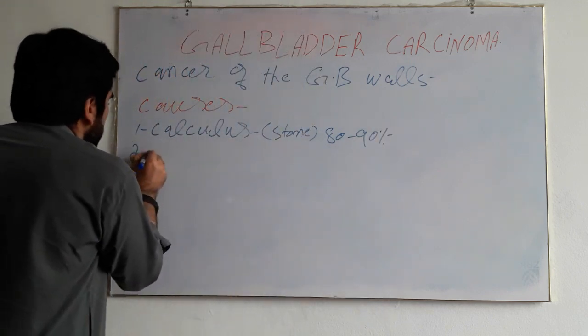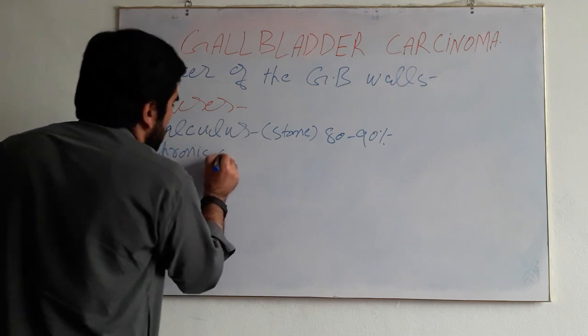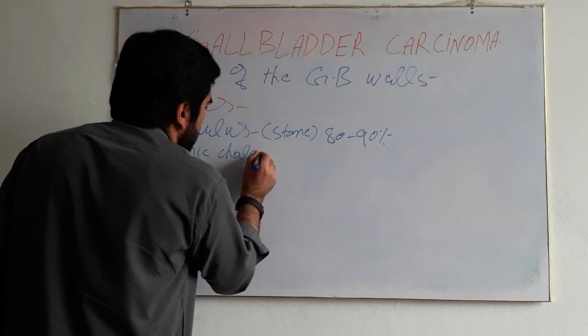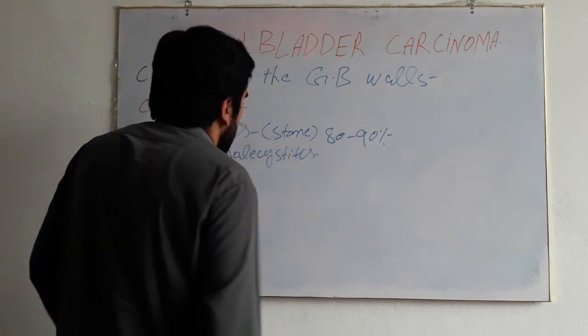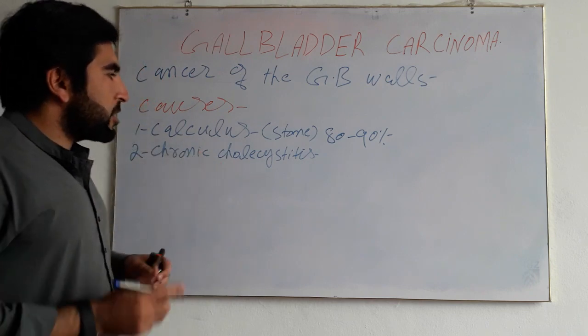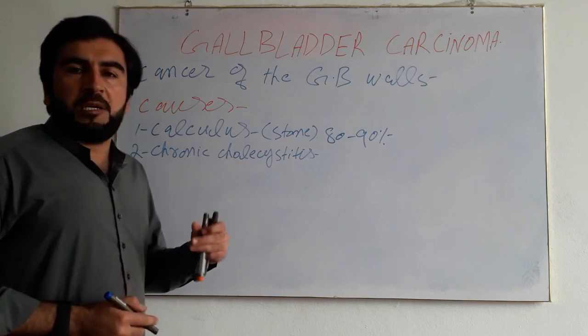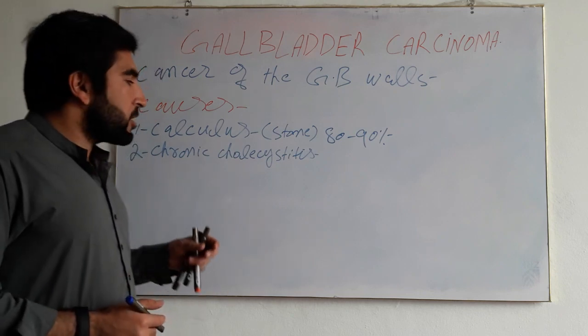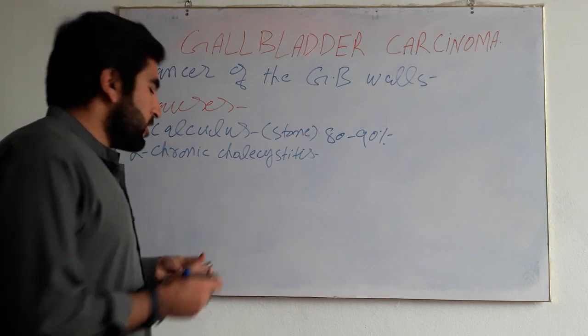Second, chronic cholecystitis. Gallbladder can get two types of inflammation, which is acute and chronic. Acute is rapid in onset but for short duration, and chronic is slow in onset but for a long duration.